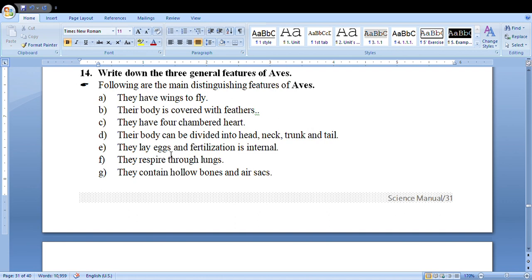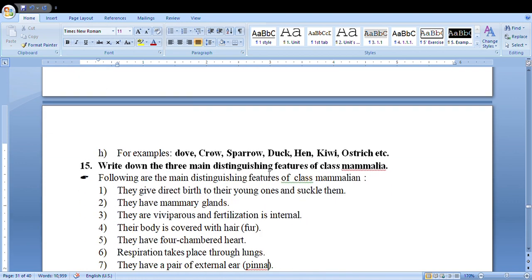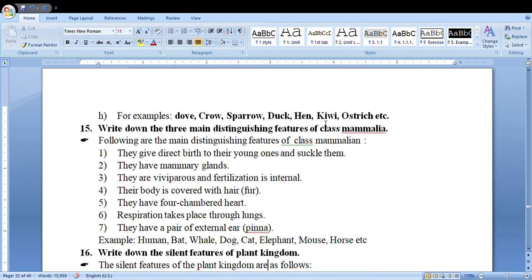They lay eggs, so they are oviparous, and fertilization is internal. Fusion of male and female gametes takes place inside the female body, so fertilization is internal. They respire through lungs. The body contains hollow bones or pneumatic bones and air sacs. With the help of hollow bones and air sacs, body weight is less, and so they can easily fly. Examples: dove, crow, sparrow, hen, kiwi, ostrich, etc.